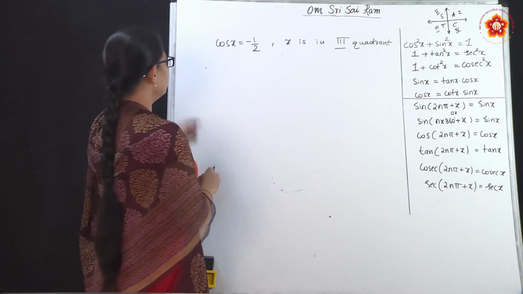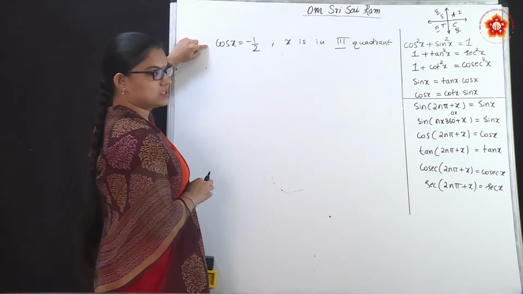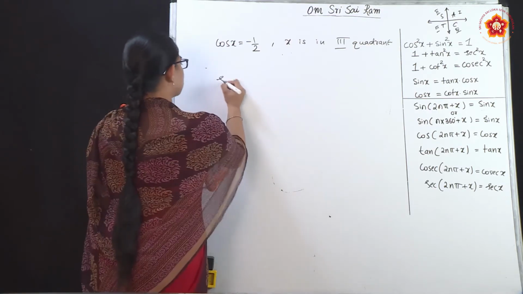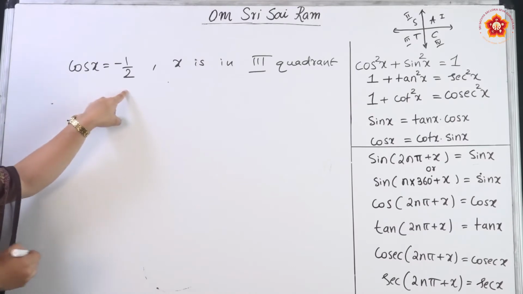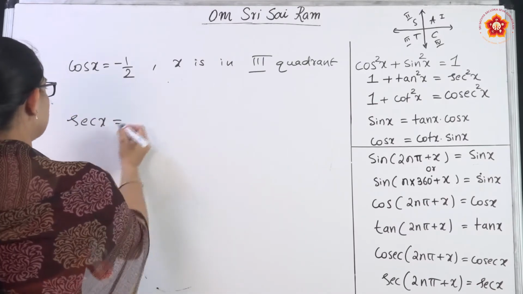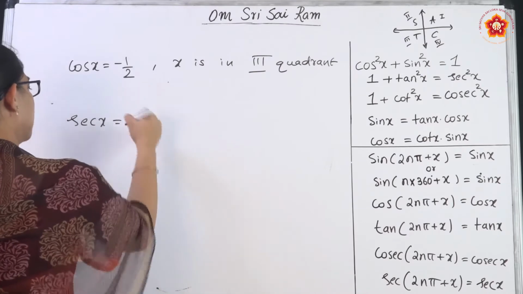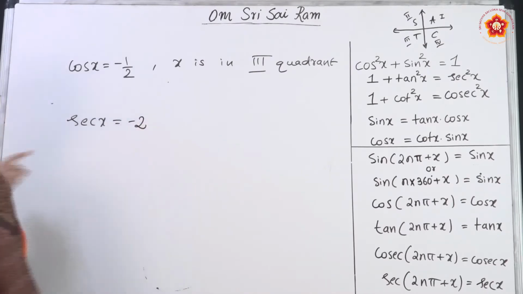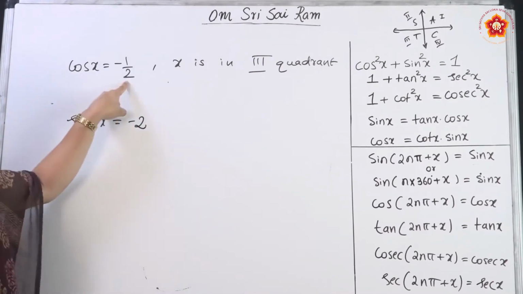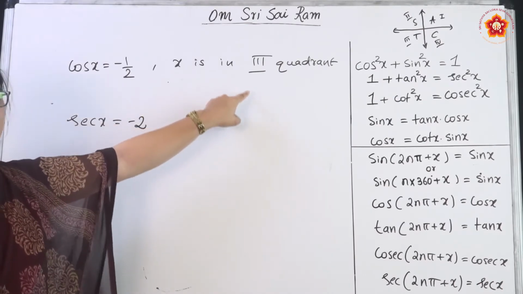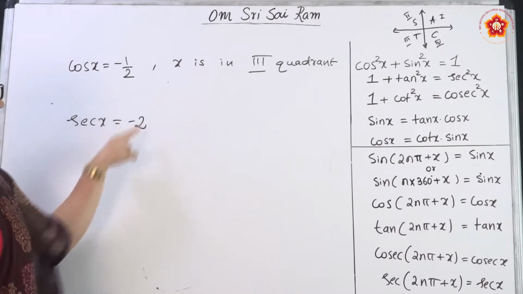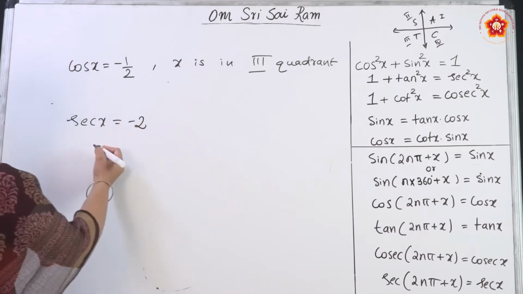Now it is given that cos x is minus half, so we can find its reciprocal. Secant x is the reciprocal of minus half, so 1 by minus half, that is minus 2, correct? And it is clearly seen that this is negative. Why? Because it is in the third quadrant, where cos and secant will be negative.